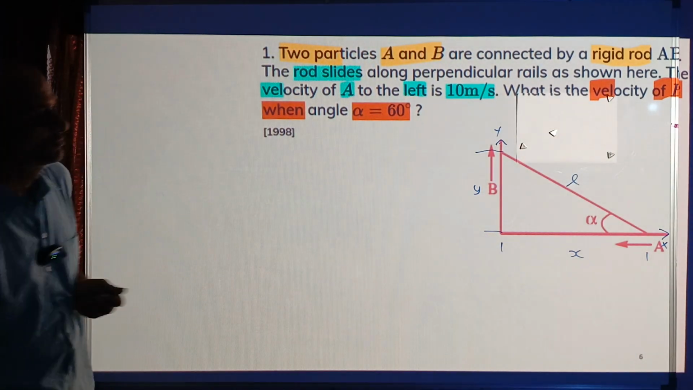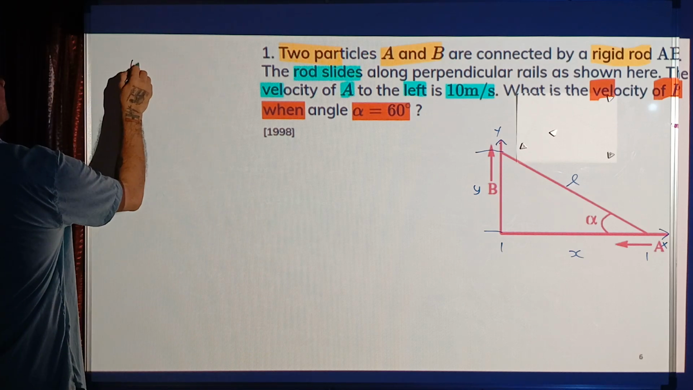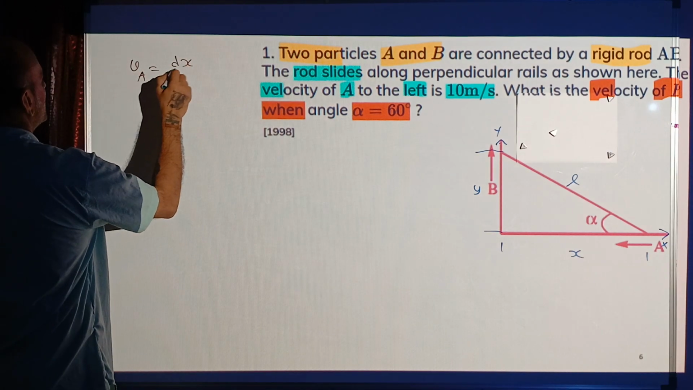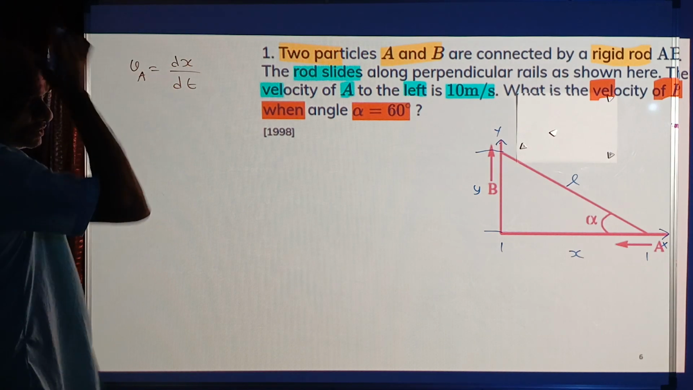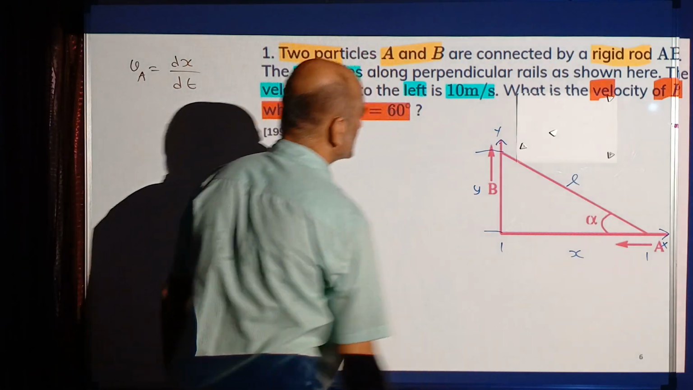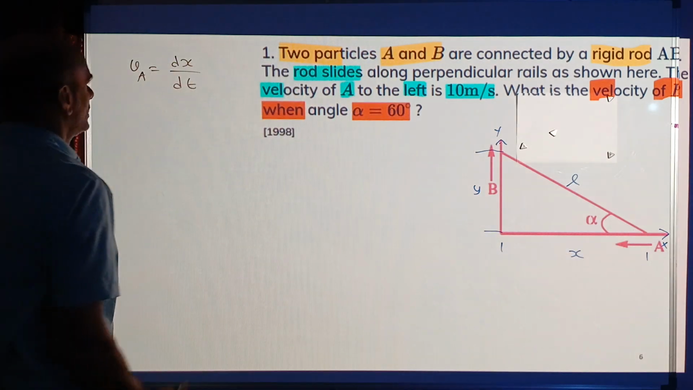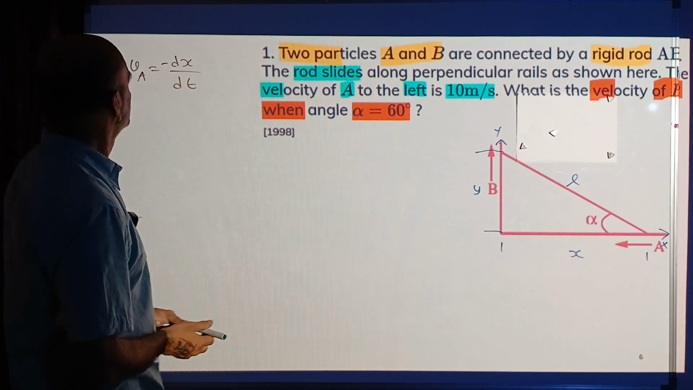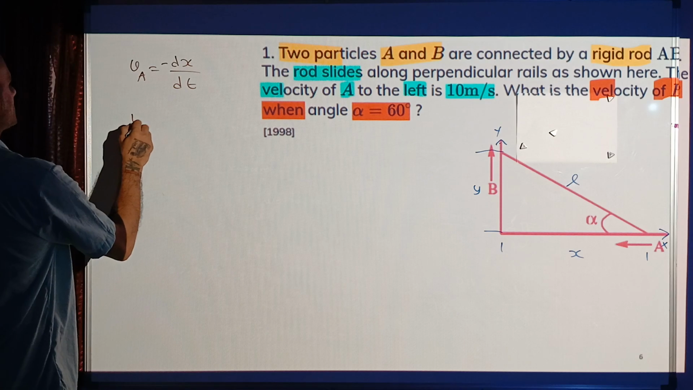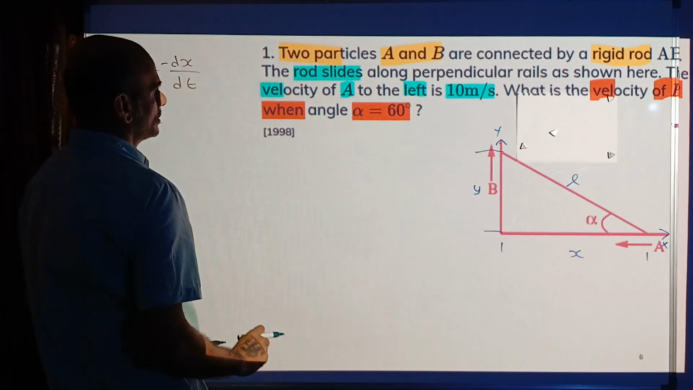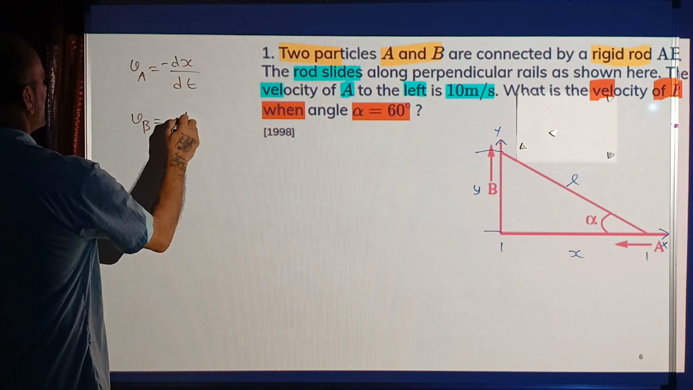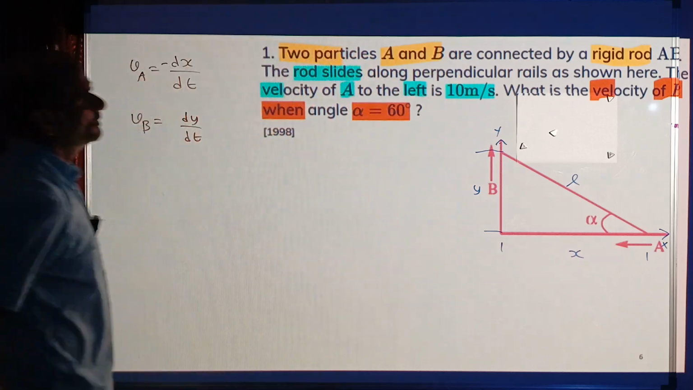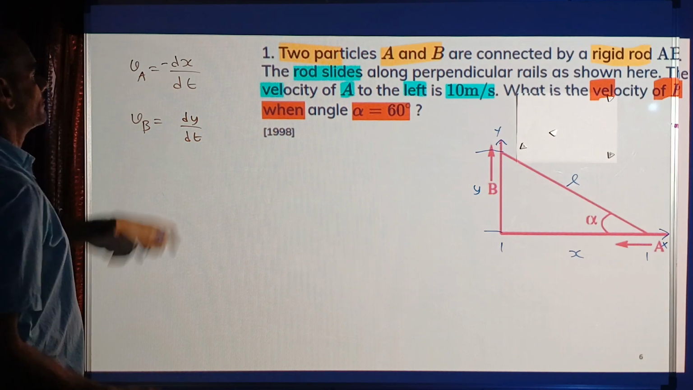The velocity of A is moving towards the left. As it moves towards the left, x is going to decrease. So it will decrease at a certain rate, dx by dt. That rate at which x is decreasing is the velocity of point A. But you have to put a negative sign here because x is decreasing as time increases, and the velocity of A is a positive quantity. Similarly, for the velocity of B, the coordinate of B is y. So it's dy by dt with a plus sign because as A moves towards the left, B will move upwards. So y is going to increase. So it's plus dy by dt.